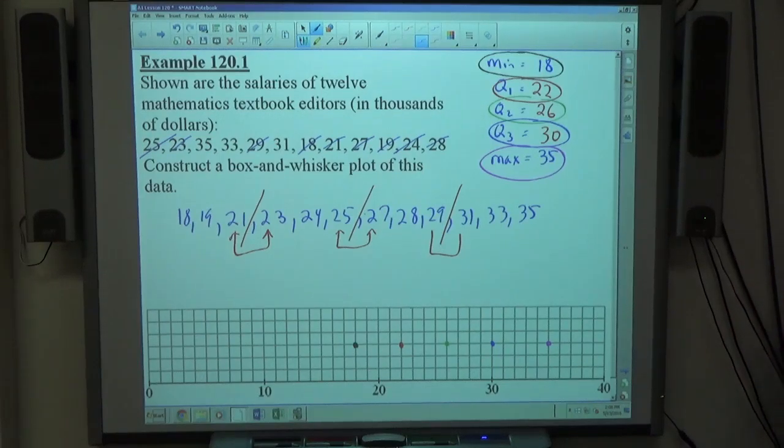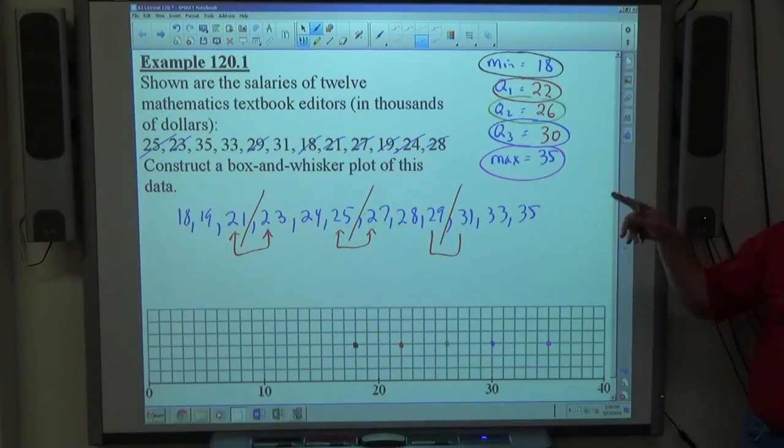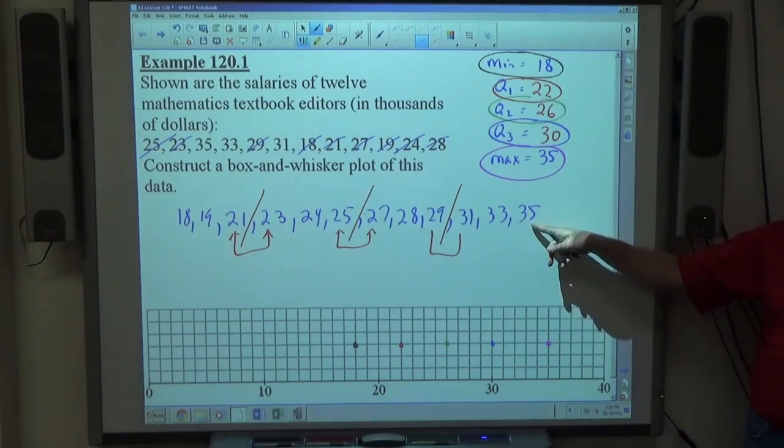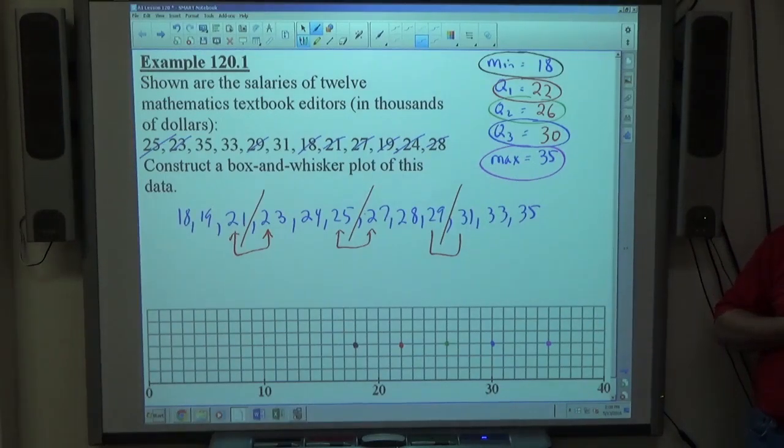Officially, we're supposed to establish if there's any outliers. If there's one data point, let's say it was like 18 all the way to 33, and then this was like 560. That'd be an outlier. But we're going to stay away from outliers for right now. We're just going to stick to simple box and whisker plots.